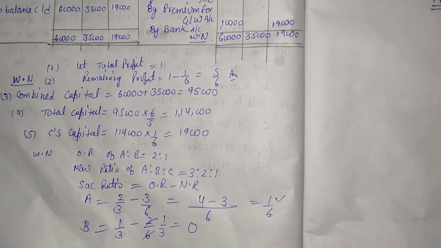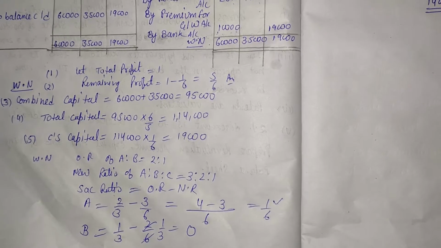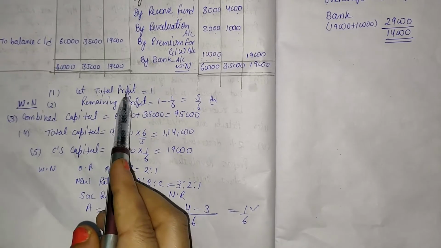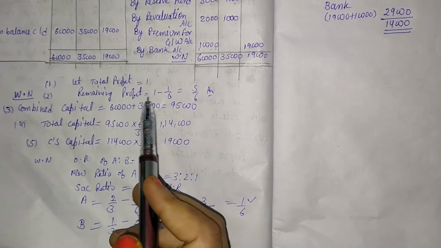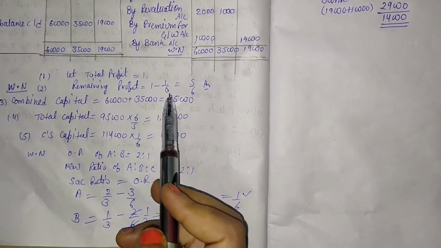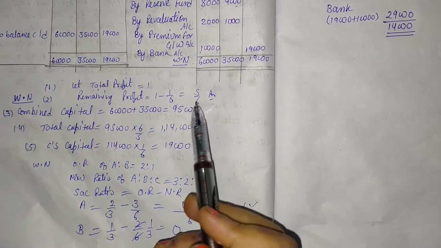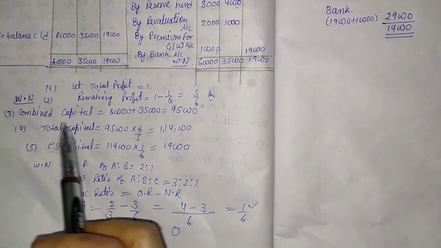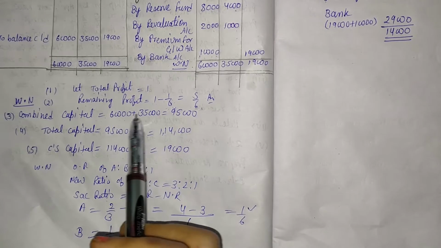Now the next step is to calculate the value of the capital of the new partner. Follow these 5 easy steps. The first step is, let total profit be rupees 1. The second step is remaining profit, that is 1 minus the new partner's share. The new partner's share is 1/6, that is given in the question. After that we will find the value, that is 5/6, that is the second step. Then the third step is combined capital. Combined capital is the sum of old partners' capital.